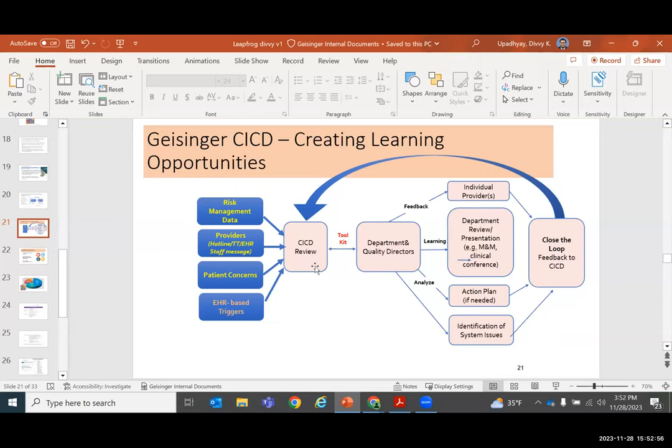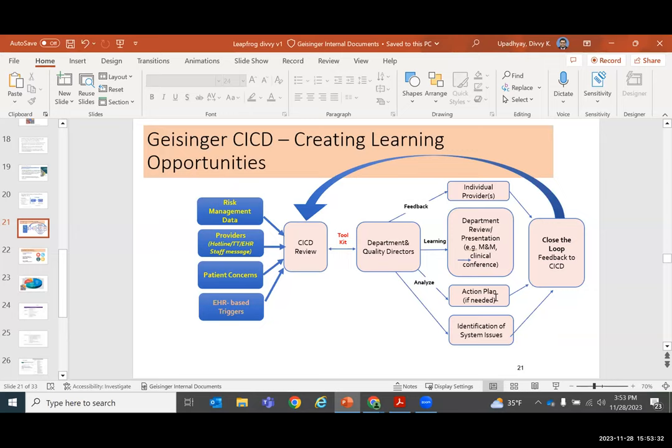It's a multidisciplinary group. Once we analyze the case, we give the autonomy and the freedom to department and quality directors to further do a deep review. We provide a feedback toolkit with the hope that they can provide positive, constructive, supportive feedback to the clinical teams and not lose the opportunity to disseminate widely the learning. This could be in the form of an M&M or clinic conference or whatnot, and then analyze the case. If an action plan is needed, develop it and then monitor it.